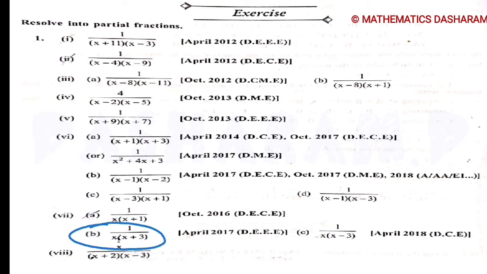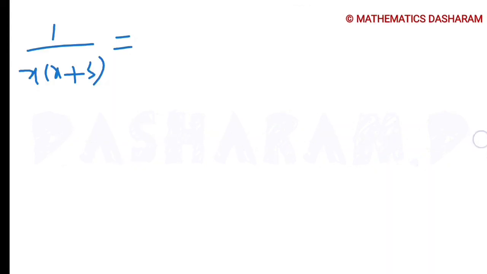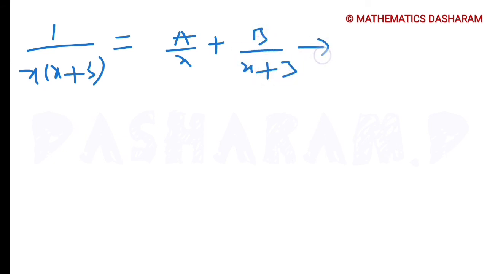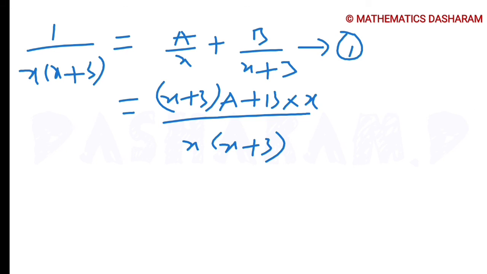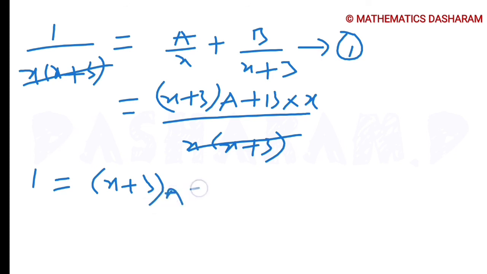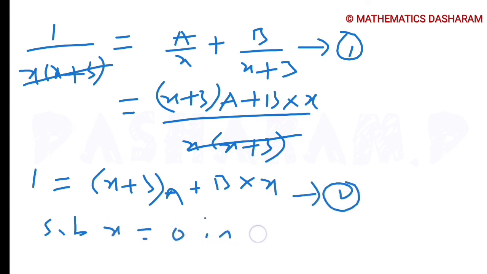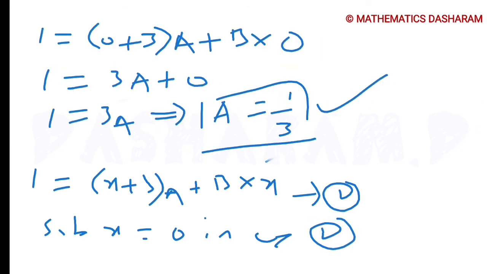So here also the denominator has non-repeated linear factors. So it is equal to a by x plus b by x plus 3, equation 1. So take the LCM. Next cancel the denominator. So 1 equals x plus 3 into a plus b into x. So now substitute x equals 0 in equation 2. So the a value is 1 by 3.